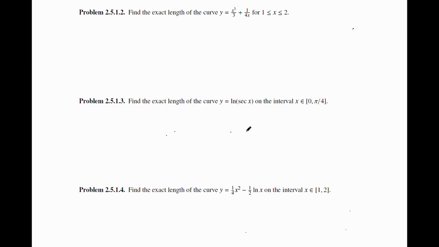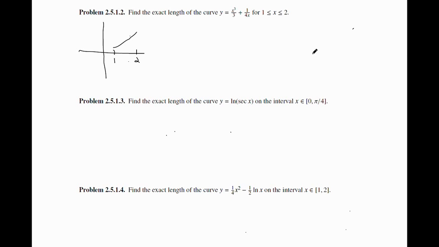Now the second problem. Find the exact length of the curve y equals x cubed over 3 plus 1 over 4x, for 1 less than or equal to x, which is less than or equal to 2. So getting a look at what this function looks like, it should look something like that.